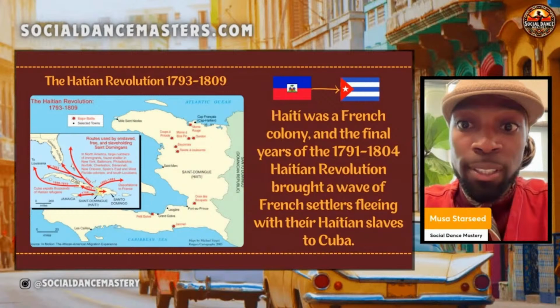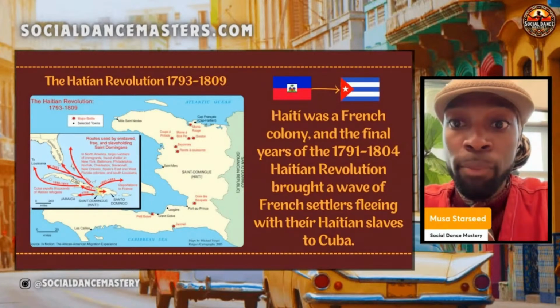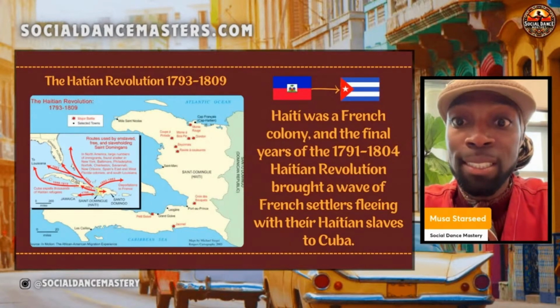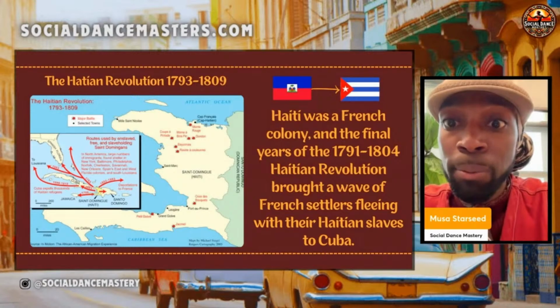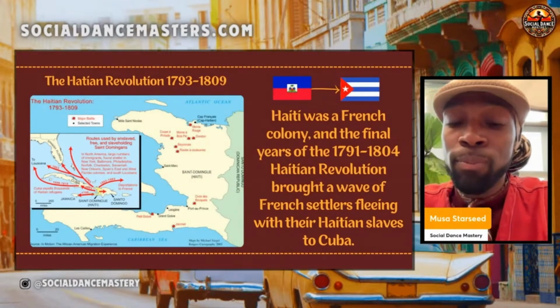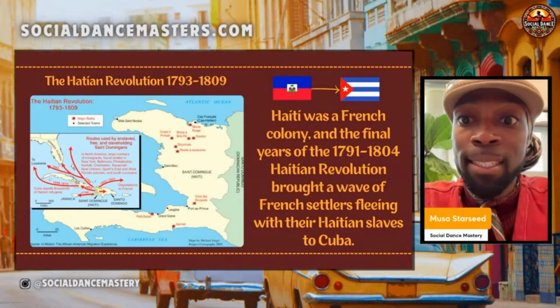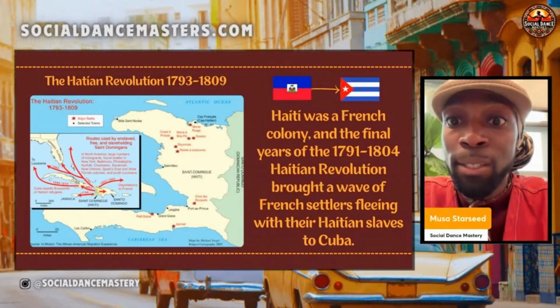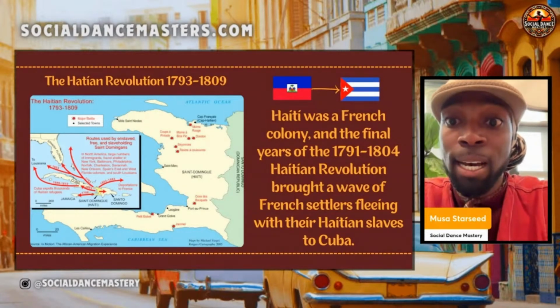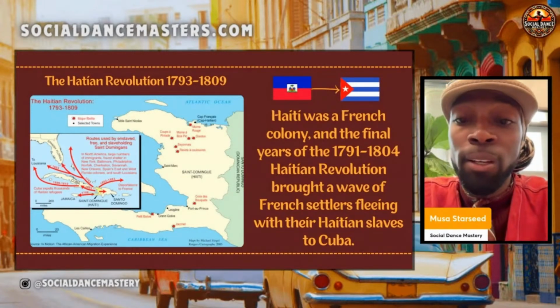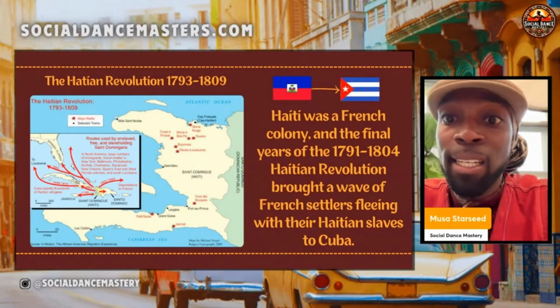But after the Haitian Revolution, the migration of enslaved Franco Haitian people and French people to Cuba really made the spotlight pass from Haiti, which was one of the wealthiest colonies in the Caribbean at the time because of sugar, to Cuba.